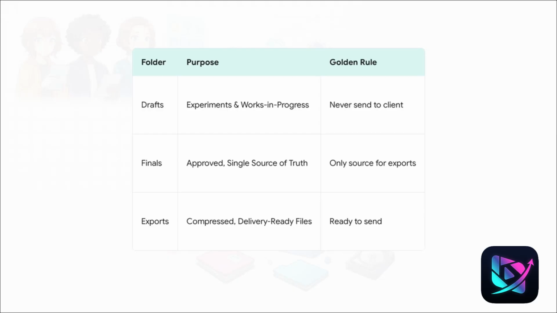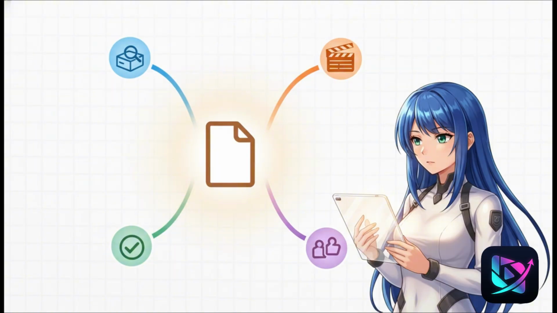Next, your safety net. 3 essential folders. Drafts is your playground. It's for all your experiments and tests. Finals is the opposite. It's the single source of truth for approved stuff only. And exports is just for the compressed files you're actually delivering. And the golden rule is simple. You never, ever send a client anything from your drafts folder. Ever.